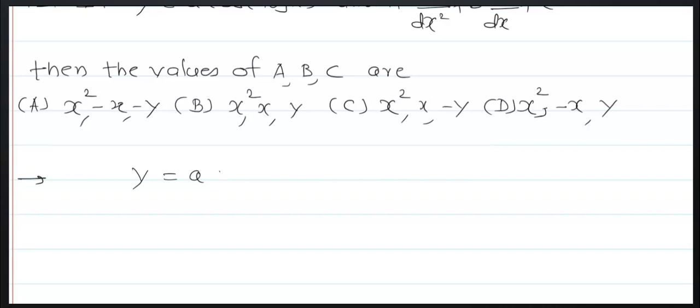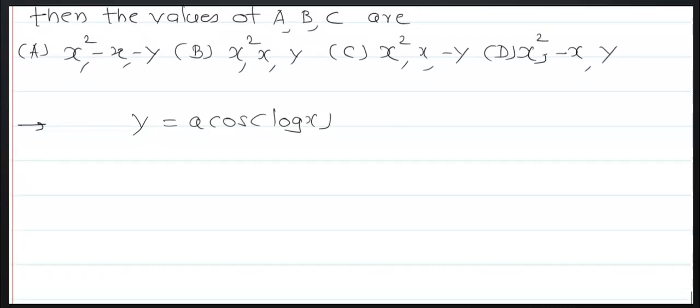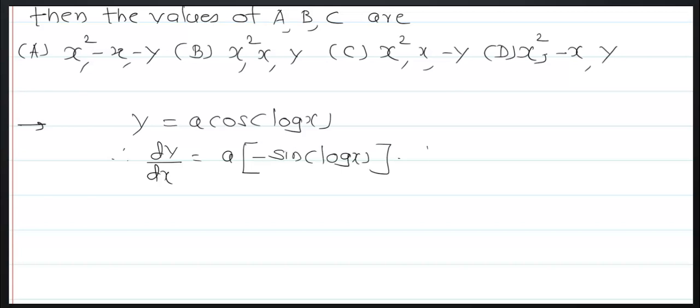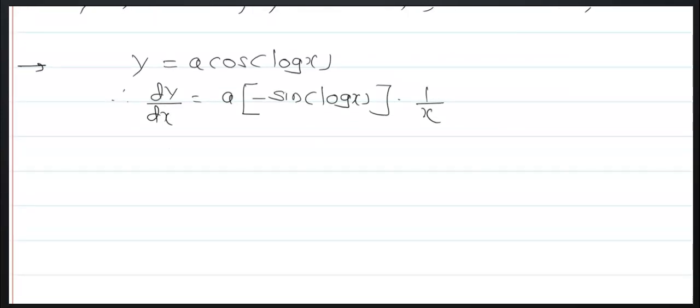Therefore here y is equal to a cos of log x. Now differentiate this with respect to x. That is dy/dx is equal to a times the derivative of cos, which is minus sin log x, into d/dx of log x, which is 1 upon x. Therefore x into dy/dx is equal to minus a sin of log x.